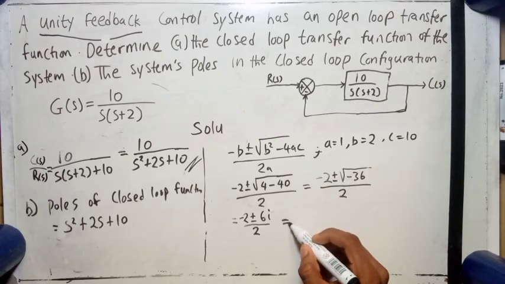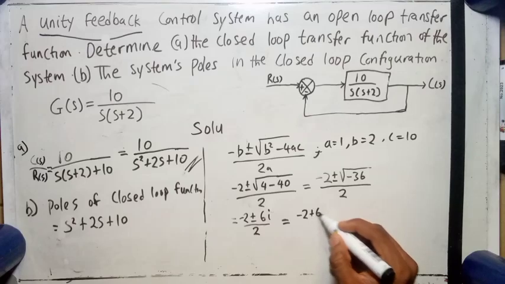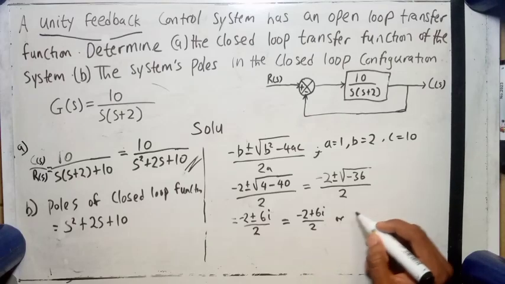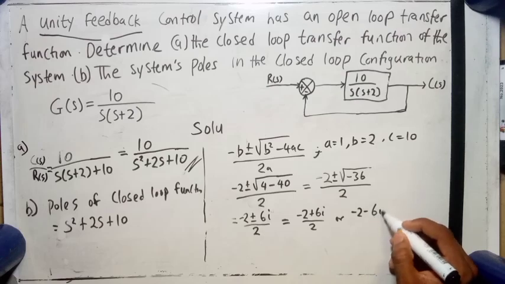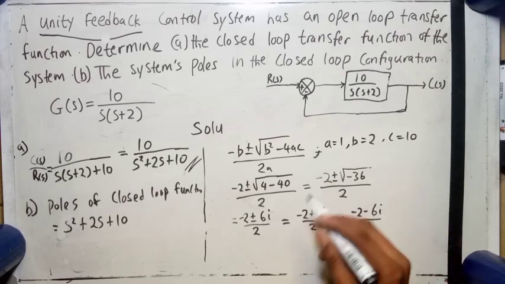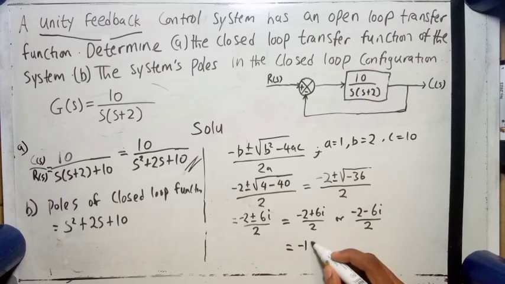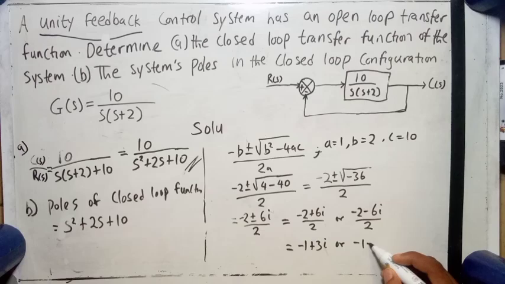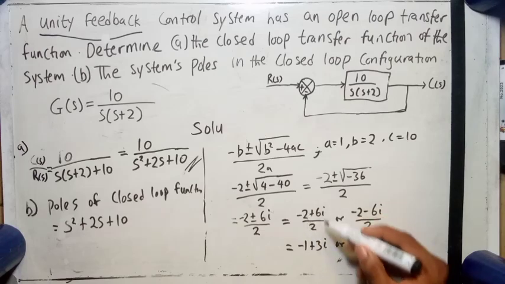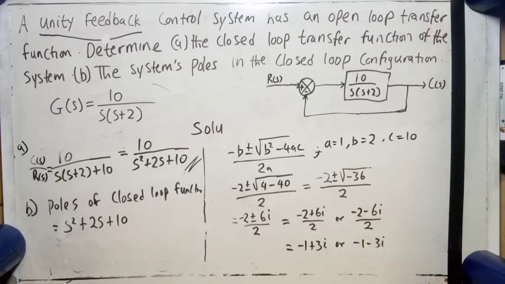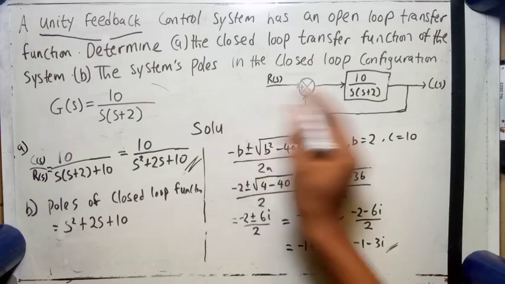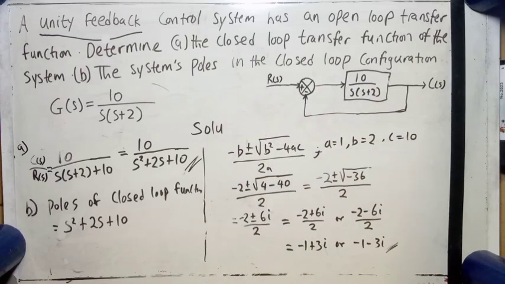Now from here you can have minus 2 plus 6i over 2, or minus 2 minus 6i over 2. The 2 cancels on both sides, so we have minus 1 plus 3i, or minus 1 minus 3i. That's how I got this: 2 divided by 2 is 1, 2 divided into 6 is 3. So that's it. We have gotten the poles of our closed loop configuration.